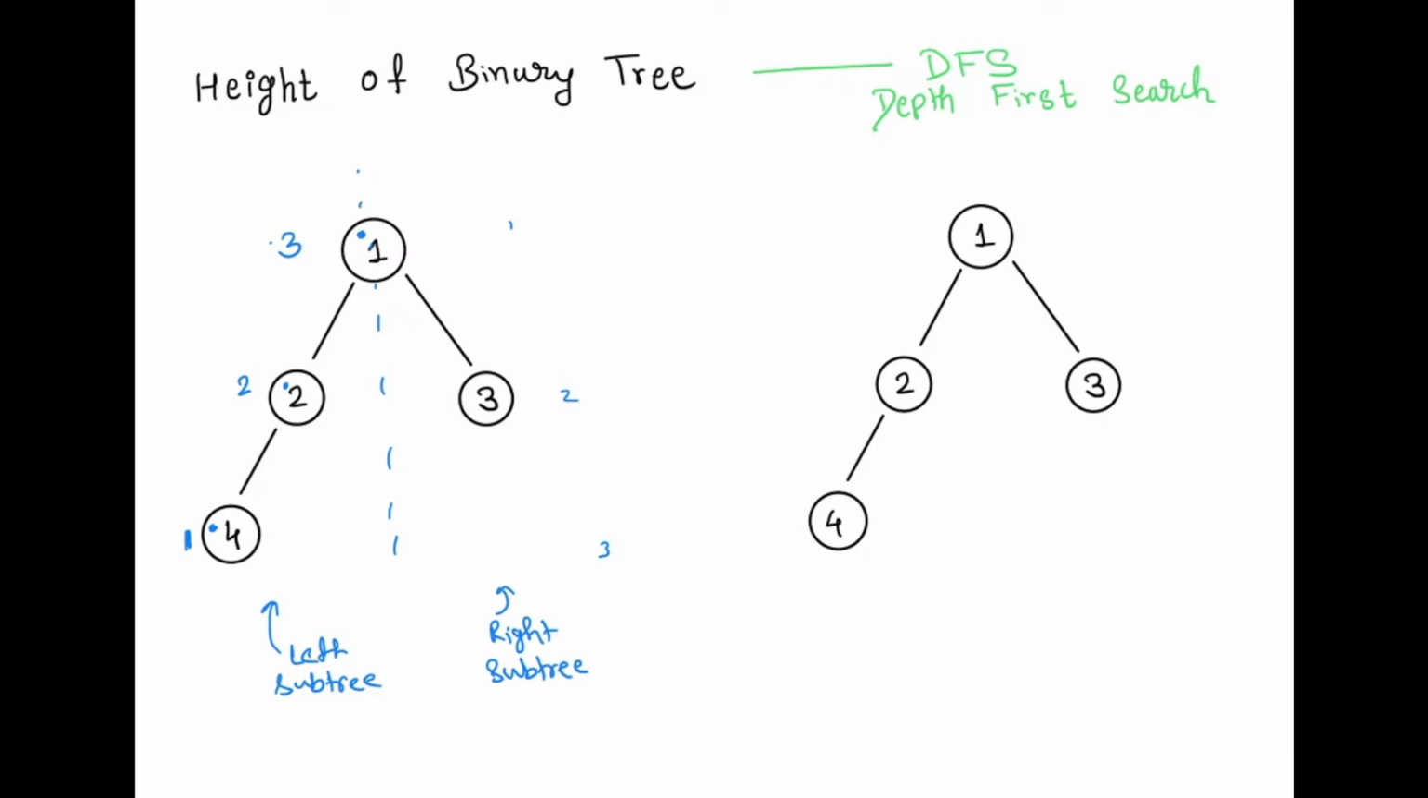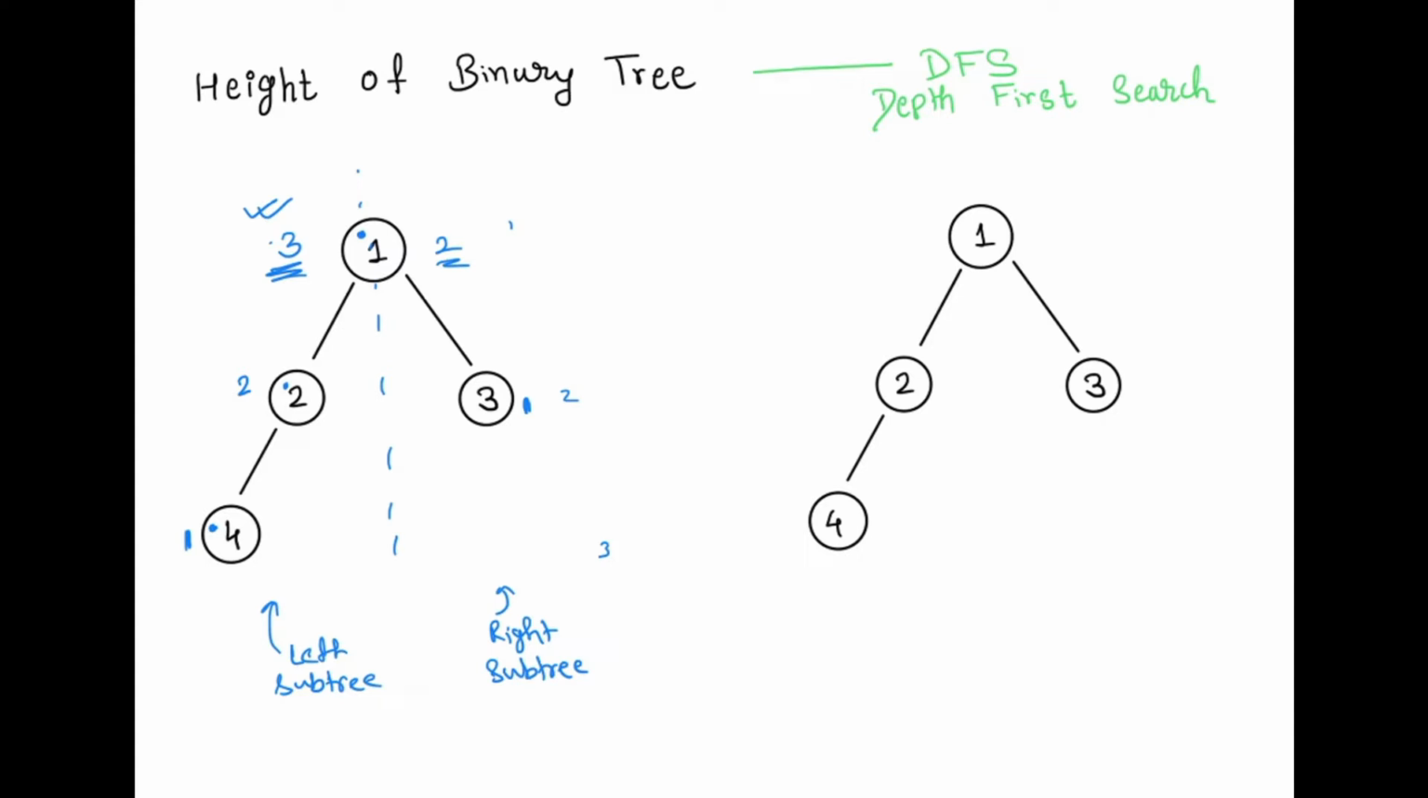So what we do is we do the depth first search to the left, find the height of the left subtree, and we do the depth first search to the right and find the height of the subtree coming from the right subtree, and then take the maximum of 3 and 2, and that is 3, and that is the height of a binary tree. So that is one approach.